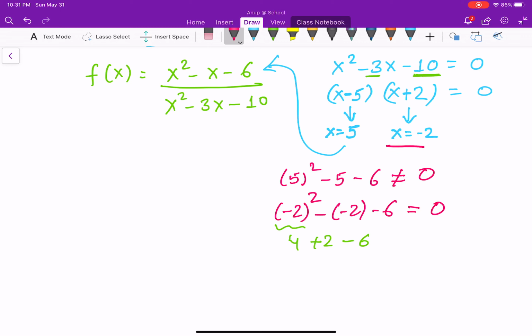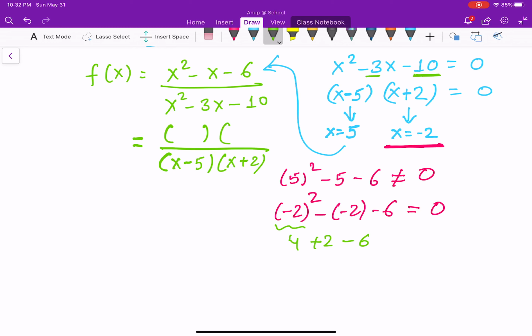So when x equals negative 2, the numerator is 0. That means they actually have a factor in common. Well, what is that one? We know that if we factor the numerator and denominator, the denominator will be (x minus 5)(x plus 2), as we have done earlier. The numerator can also be factored, and we already see one of the factors is actually x plus 2.